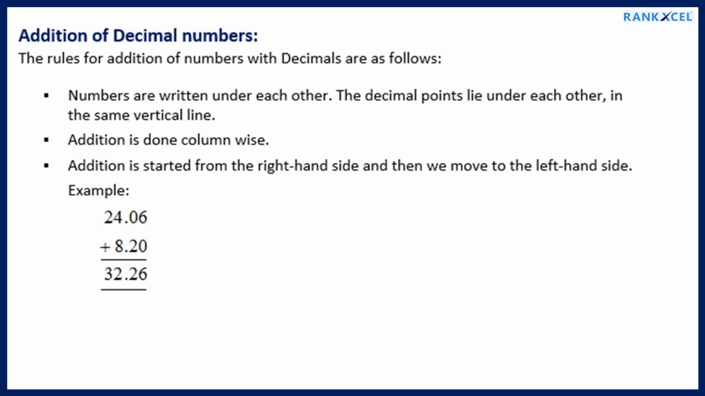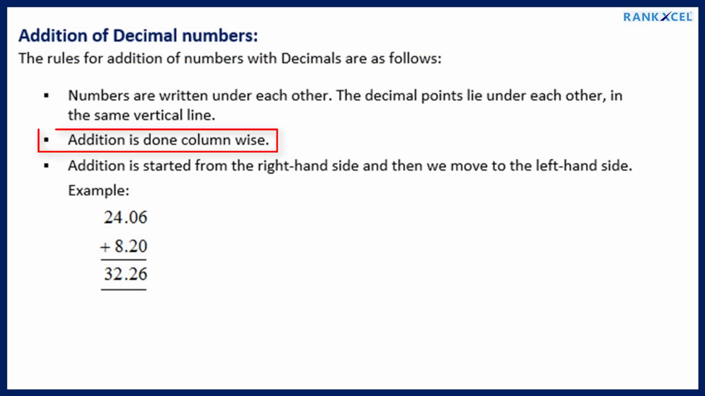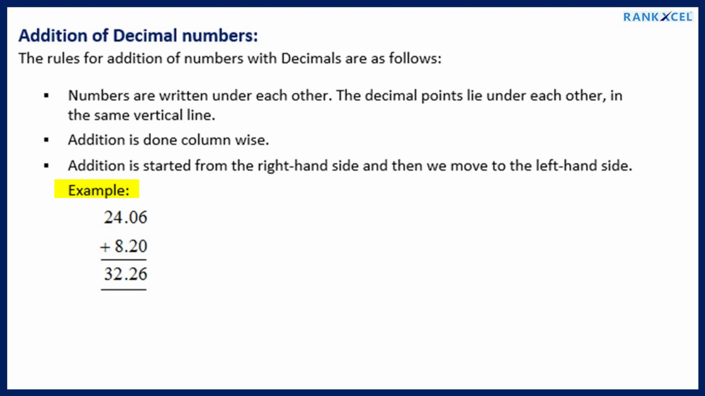Addition of decimal numbers. The rules for addition of numbers with decimals are as follows. Numbers are written under each other. The decimal points lie under each other, in the same vertical line. Addition is done column-wise. Addition is started from the right-hand side and then we move to the left-hand side. Example.